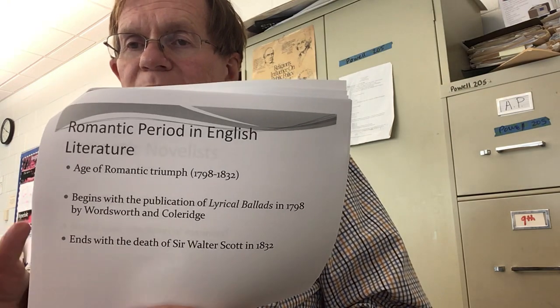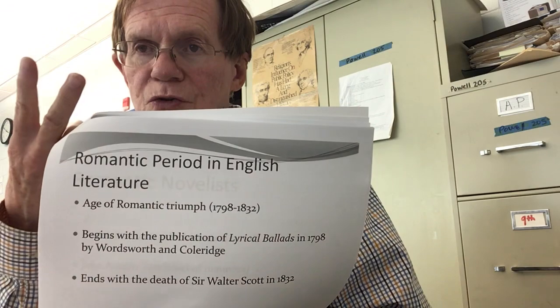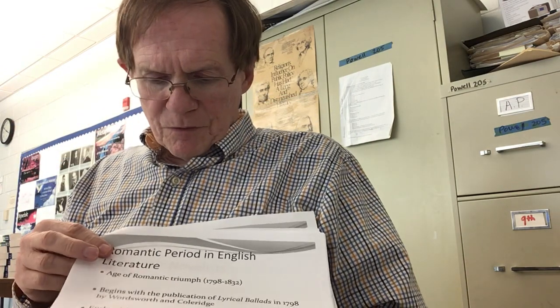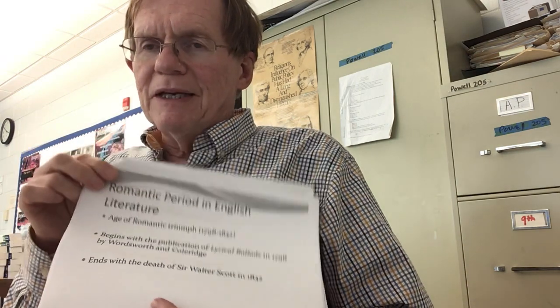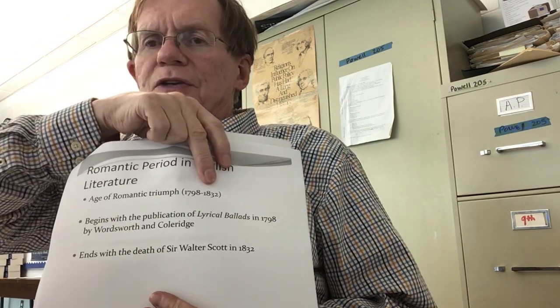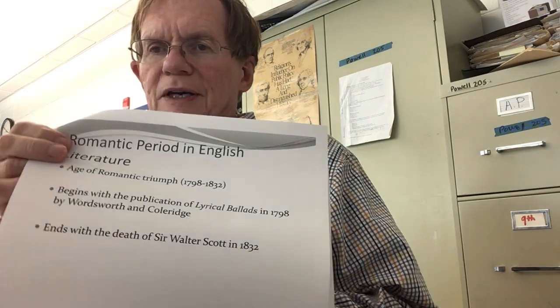And the British Romantic movement is divided into 2 eras. The first era is called the Age of Romantic Triumph, and it starts with the publication of the Lyrical Ballads in 1798. That's the beginning of it, and this first era ends in 1832 with the death of Sir Walter Scott. That's called the Age of Romantic Triumph. That was sort of the peak of it.